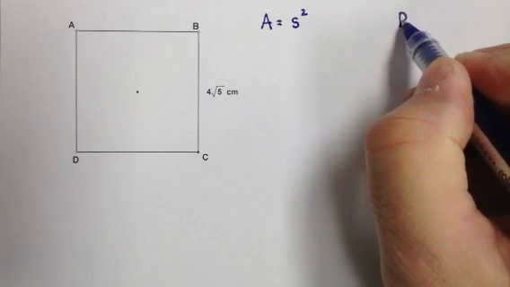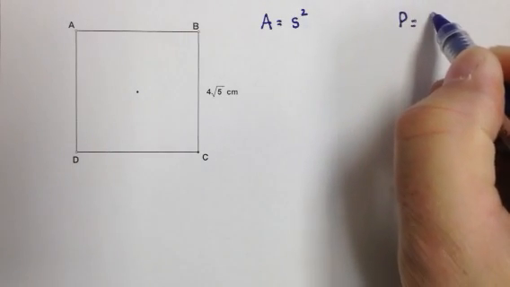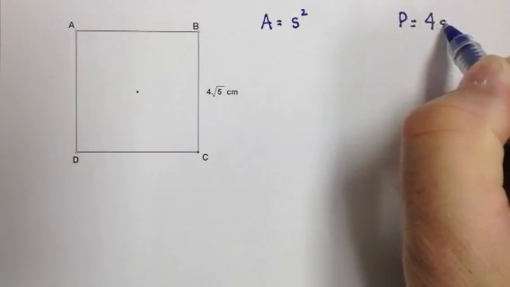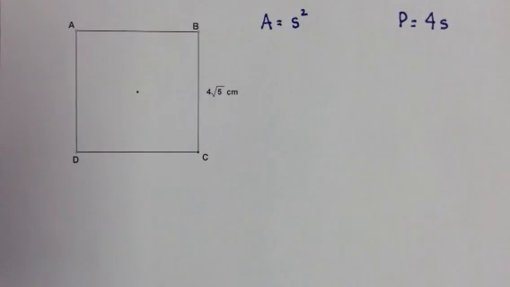Perimeter has a formula for a square of 4S, 4 times the length of the side.